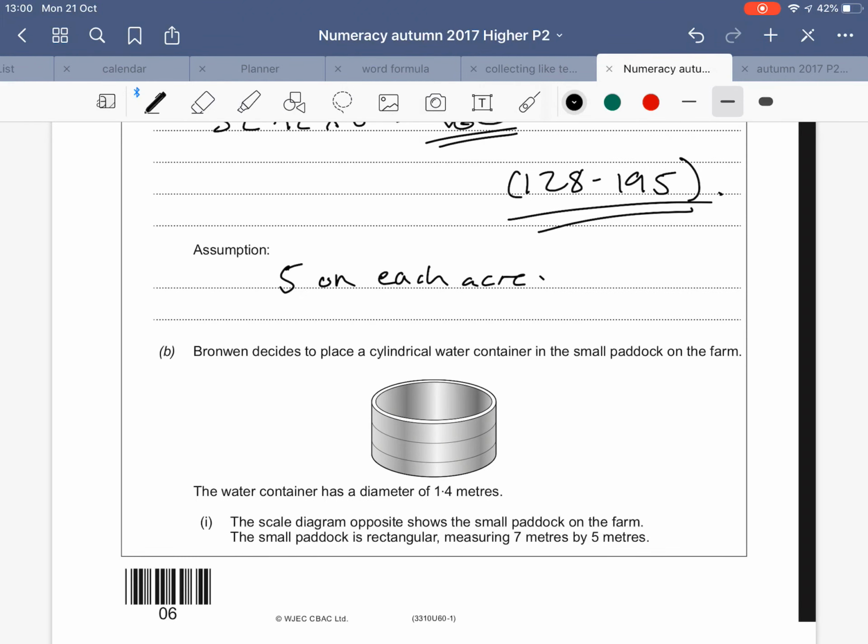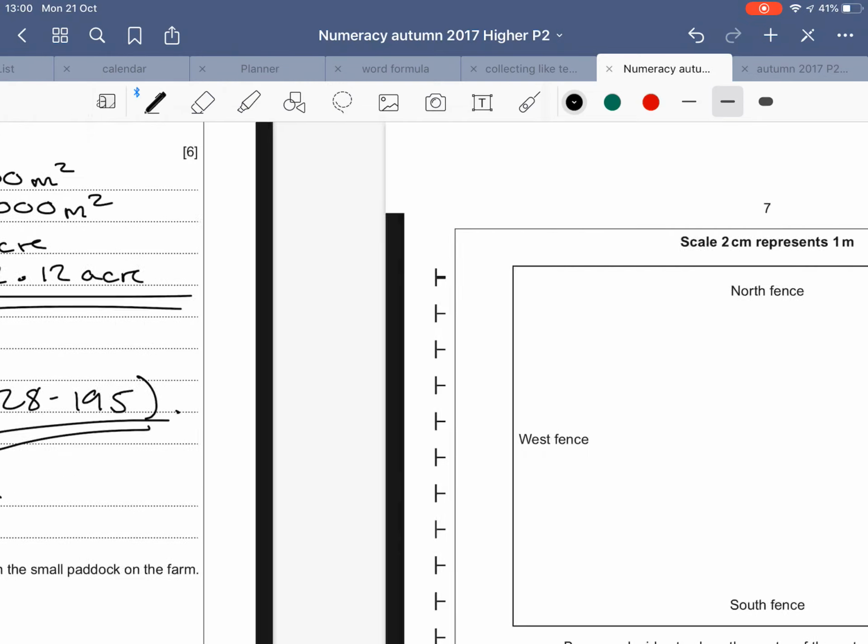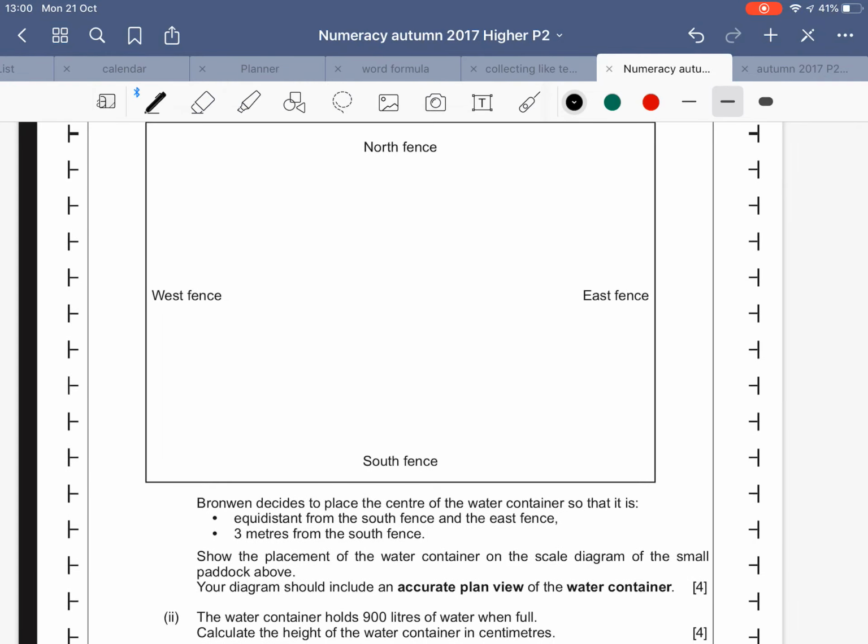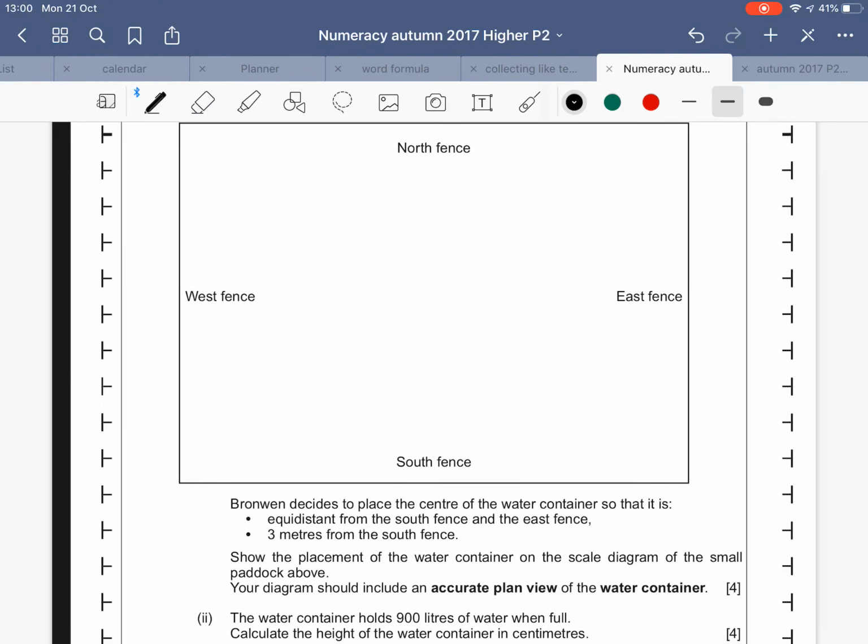Part B. Bronwyn decides to place a cylindrical water container in the small paddock of the farm. The water container has a diameter of 1.4 meters. The scale diagram opposite shows the paddock of the farm. The paddock is rectangular, 7 meters by 5 meters. So we're basically going to decide where the water container goes.